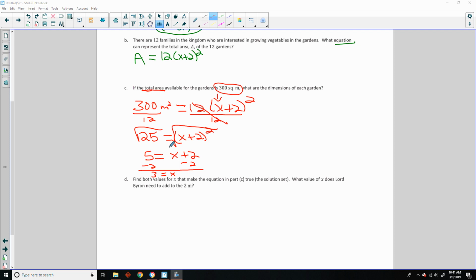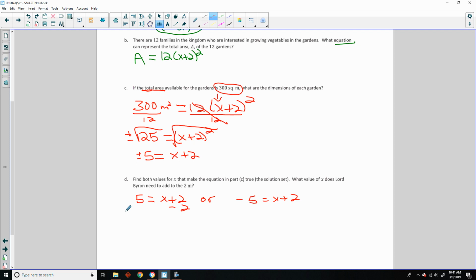Okay, so it did say to find both values, so I should go back and fix this, and it's plus or minus. So now it says to find both, so let me just erase this step here. I got ahead of myself. So now I want to set up 2 equations: 5 equals x plus 2, or negative 5 equals x plus 2.